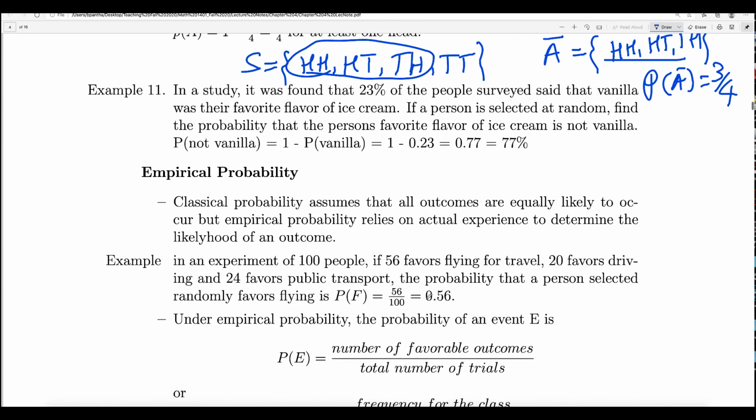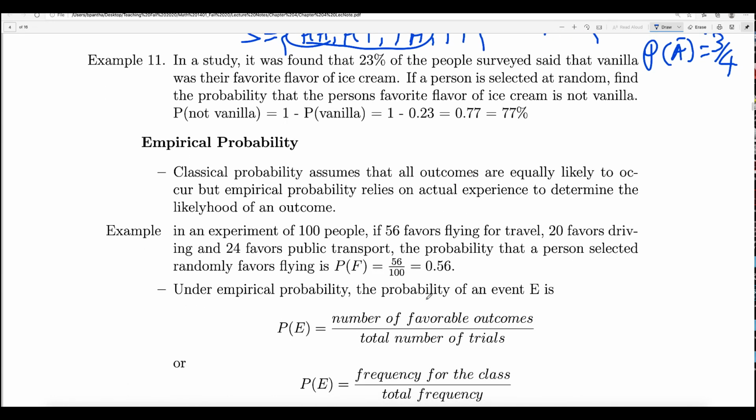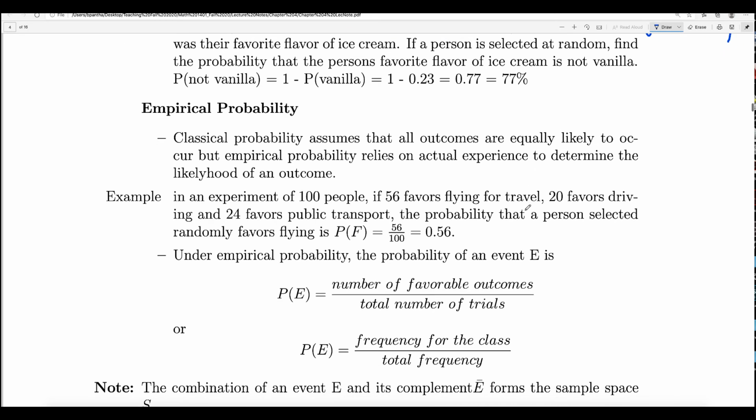Let's talk about the empirical probability. Classical probability assumes that all the outcomes are equally likely to occur, but empirical probability relies on actual experience to determine the likelihood of an outcome. So let's see this example. In an experiment, of 100 people, 56 favor flying for travel, 20 favor driving, and 24 favor public transport. Find the probability that a person selected randomly favors flying.